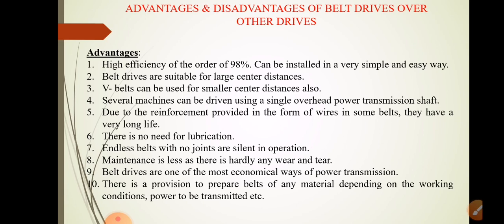Then several machines can be driven using a single overhead power transmission shaft. What I do is, I will take a motor of a very large horsepower capacity and drive an overhead shaft and mount several pulleys on it. So if I have belt drives, there are several machines which can be run using the same motor, and whenever any machine is not running, we can just remove the belt and that pulley will run idle, that's all. But several machines can be made to run using a single transmission shaft.